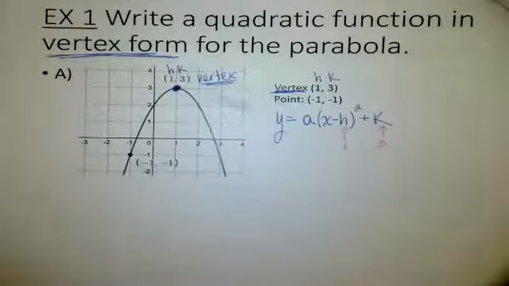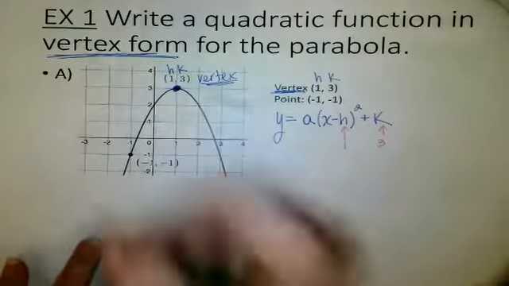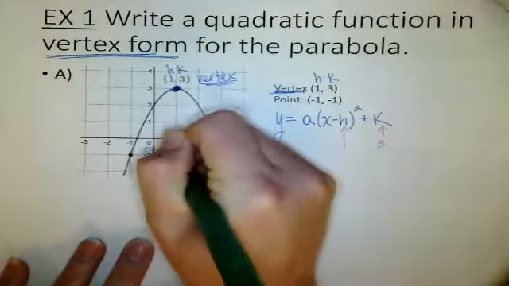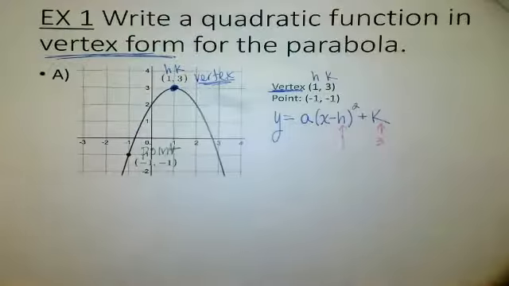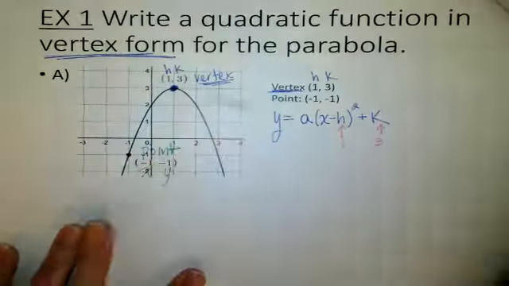And then we have some other information. What other information did they give us? A point. Yeah, they gave us a point. And a point is a lot of information. It's an ordered pair. An ordered pair that stands for what? An X and a Y, right? Okay. So that is information about an X and a Y value.